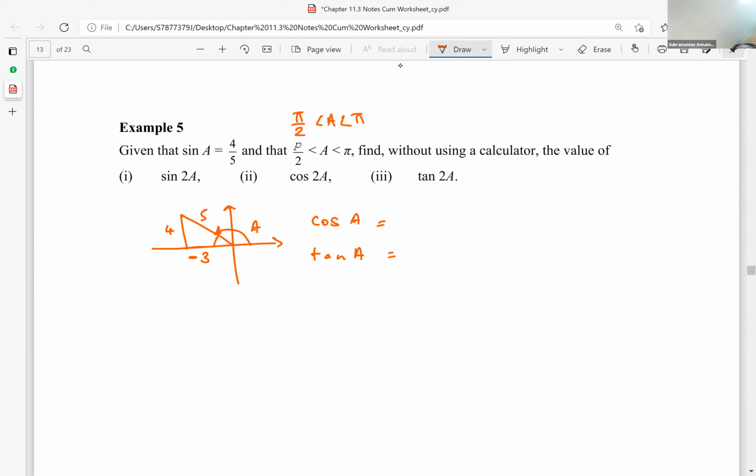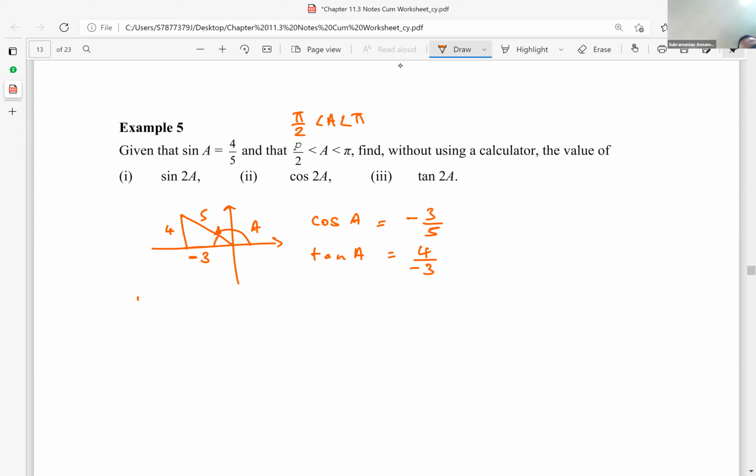That's all that you need to know. So what is cosine A? Minus 3 over 5, right? Then tangent A is what? 4 over negative 3. Do you agree? O over A. If you don't agree, please stop me, because I may also make mistakes. So just alert me.